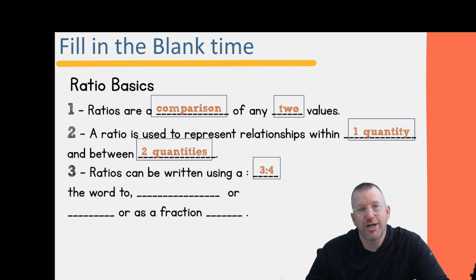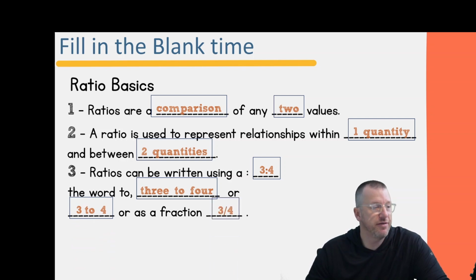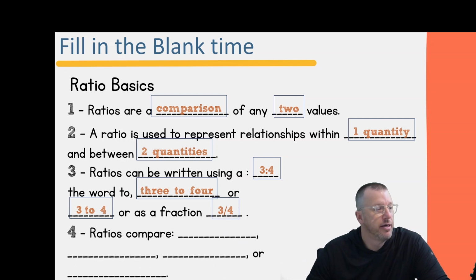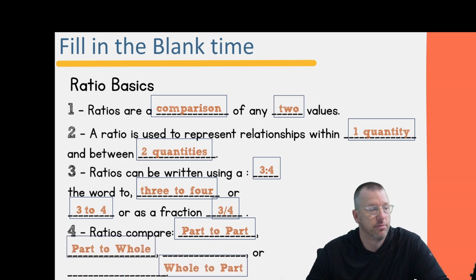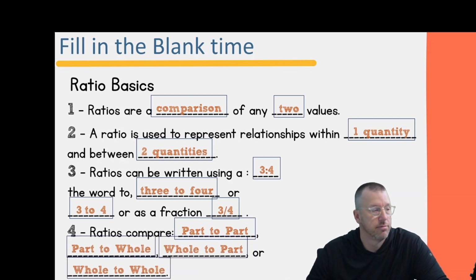Okay, so ratios can be written using a bunch of different ways. We can use a colon, 3:4. We can put it in words, 3 to 4. We can use the numbers but put a line in between, 3 to 4. Or we can use it as a fraction, 3 over 4. And then finally, ratios compare what? Part to part, part to whole, whole to part, or whole to whole. We did go over a whole to whole in the gecko or the lizards situation.